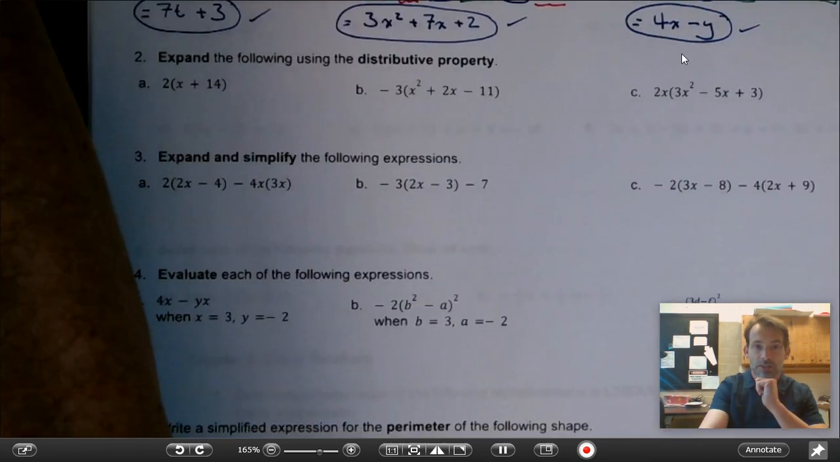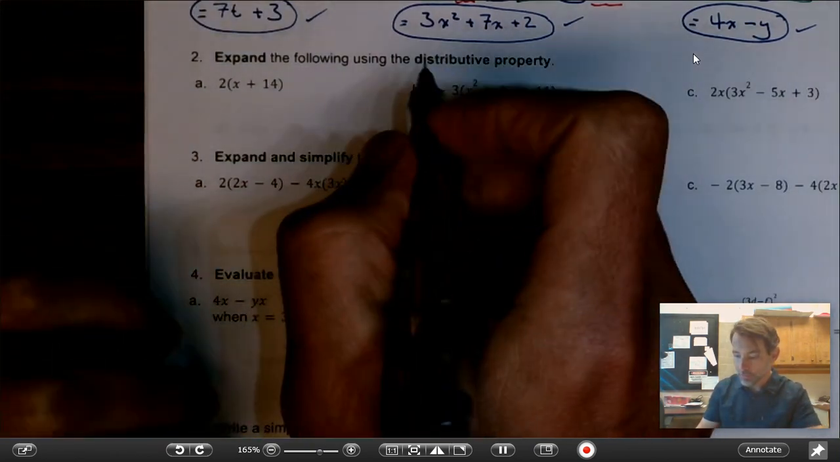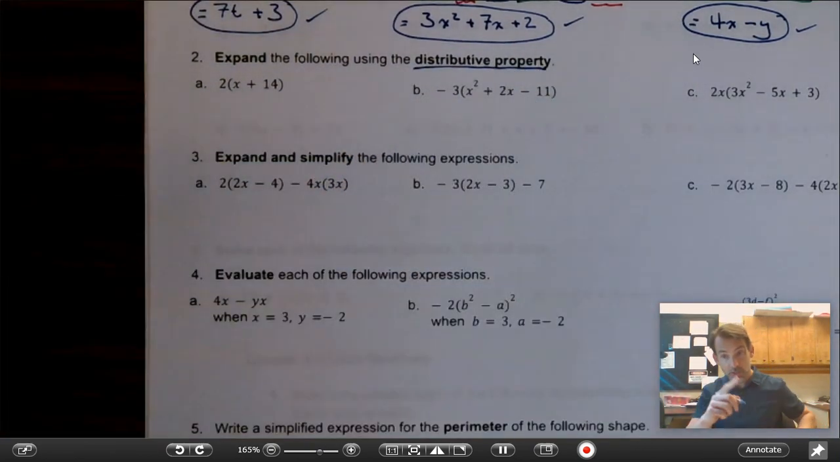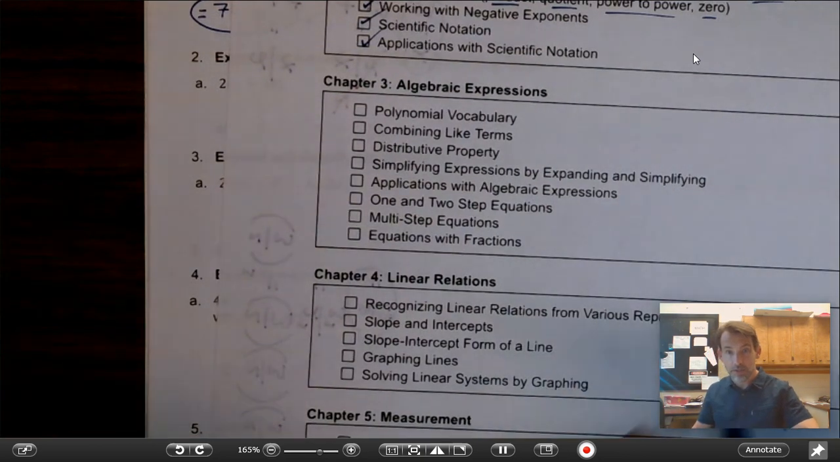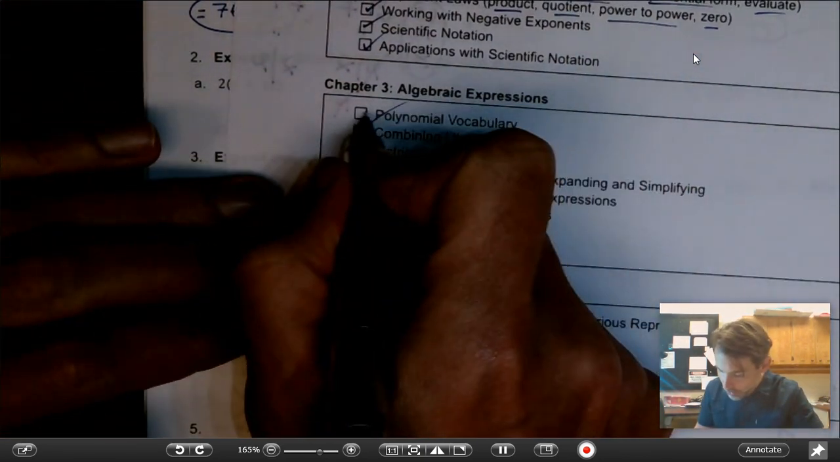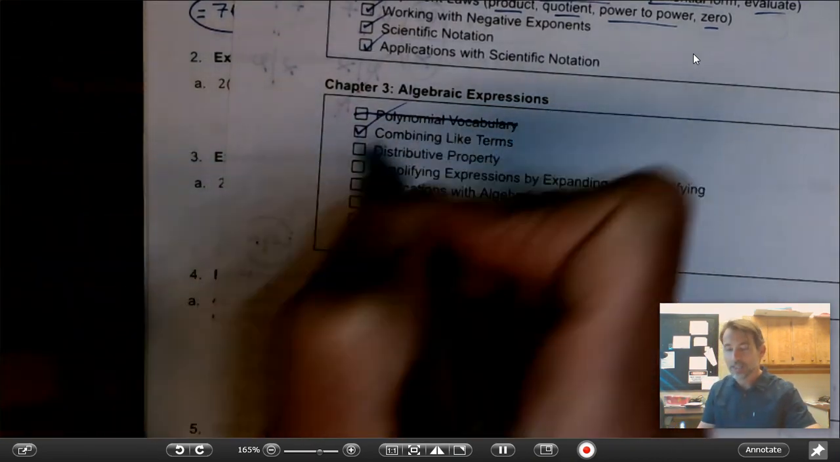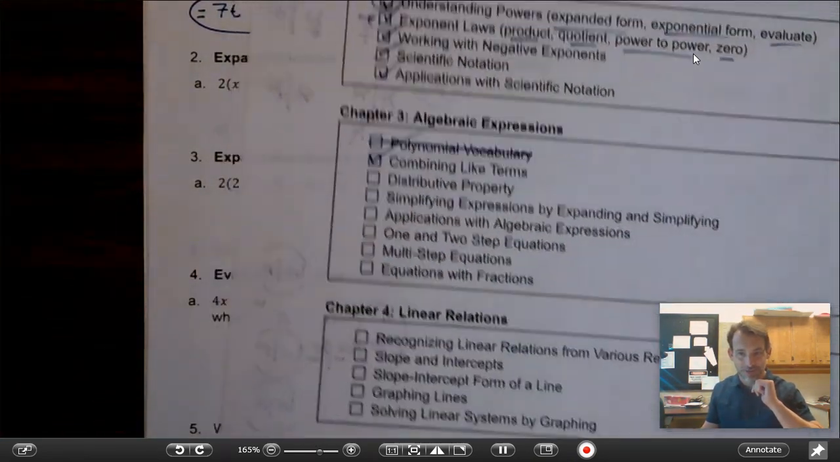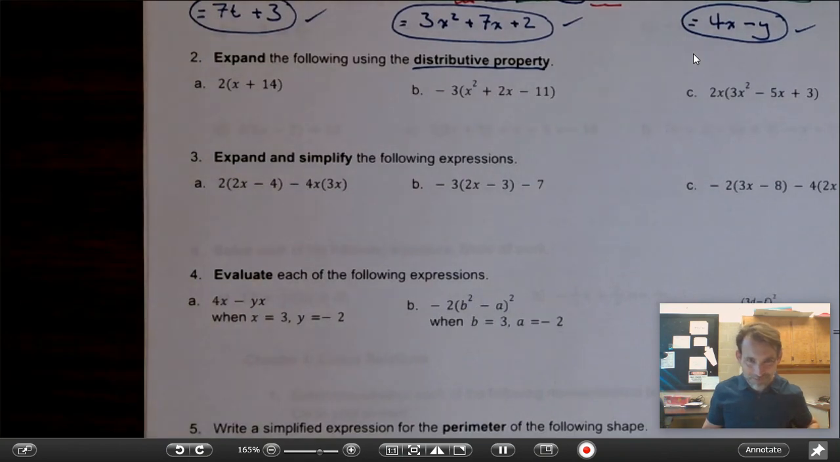Now we've got to learn about using the distributive property. But before we do, we should get this part out and say, all right, we have combined like terms. We are good with that. Polynomial vocabulary won't show up on the exam. So you can just remove that. We'll talk about it more after the exam.